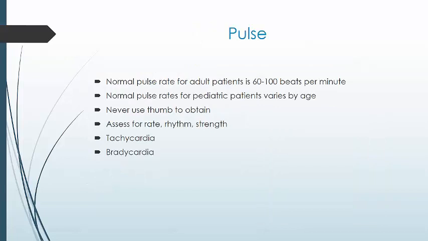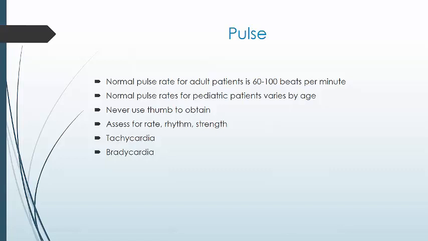Okay? Normal is relative. So in order to really learn normal, you've got to touch a lot of people. You've got to check a lot of pulses. You've got to see what normal feels like. And then once you know what normal feels like, you'll be able to quickly identify not normal or abnormal. Now, when we check pulses, our normal pulse rate for adults is 60 to 100. Pediatrics varies based on their age.